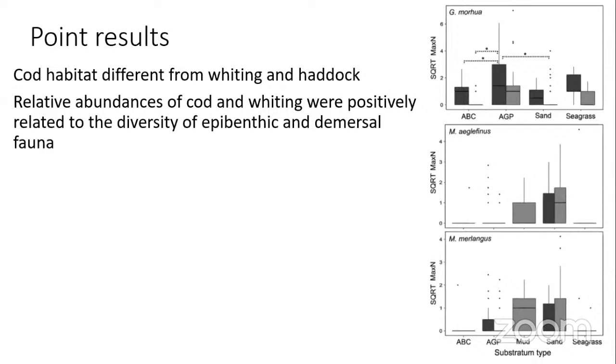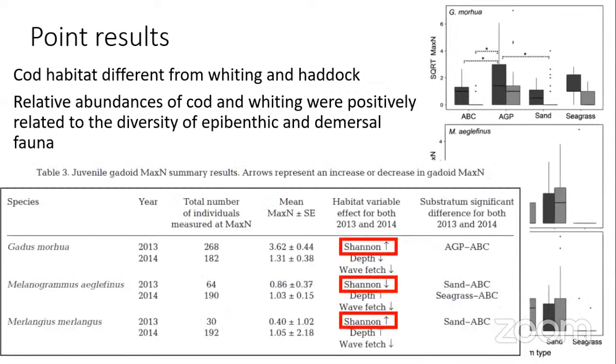The other thing that was interesting is the effect of benthic biodiversity on max N. For both cod and whiting, there's a positive relationship with Shannon diversity, but down for haddock. So this points us to the idea that seabed quality is important for at least two out of the three species in terms of the relationship with the maximum number of fish present.